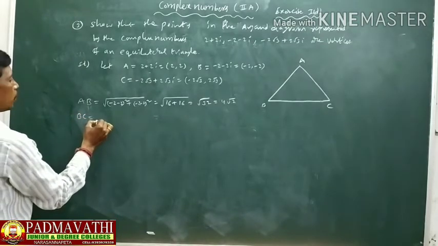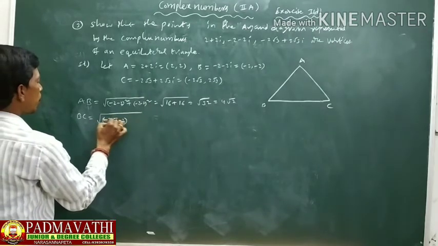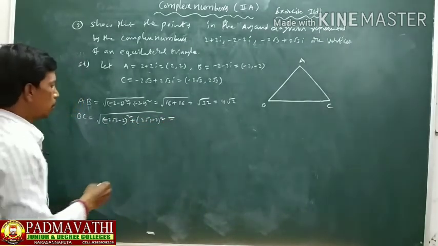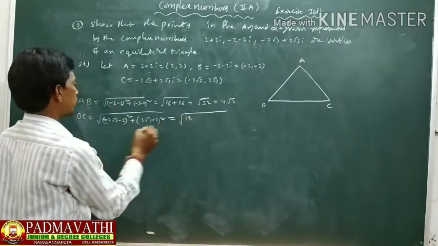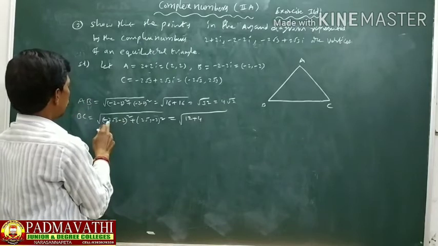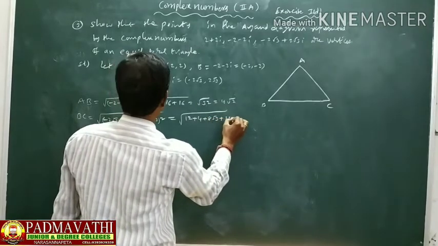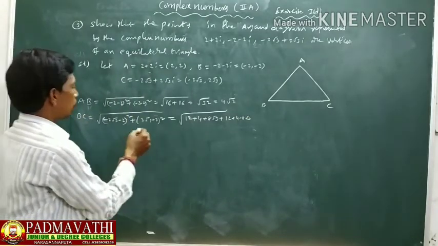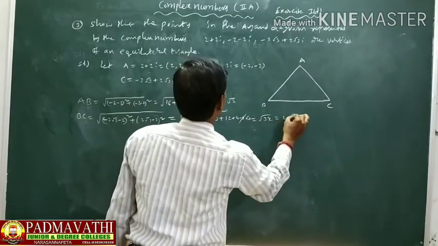Now BC equals square root of (minus 2 root 3 minus 2) whole square plus (2 root 3 minus 2) whole square. Expanding, square root of 12 plus 4 plus 8 root 3 plus 12 plus 4 minus 8 root 3. The terms cancel, so it equals root 32, that is also 4 root 2.